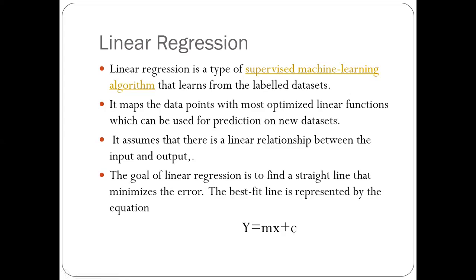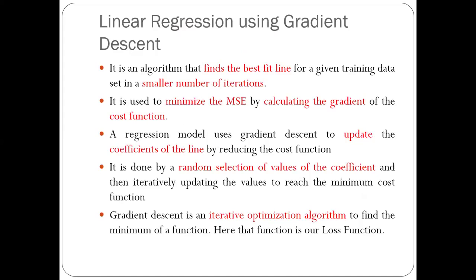With this information, we will move towards how to build a linear regression model using the gradient descent algorithm. Actually, the gradient descent algorithm is mainly used to find the best fit line for a given training data set in a smaller number of iterations. It is used to minimize the square function. It is mainly used to minimize the error value. Here the error value is considered as mean square error.